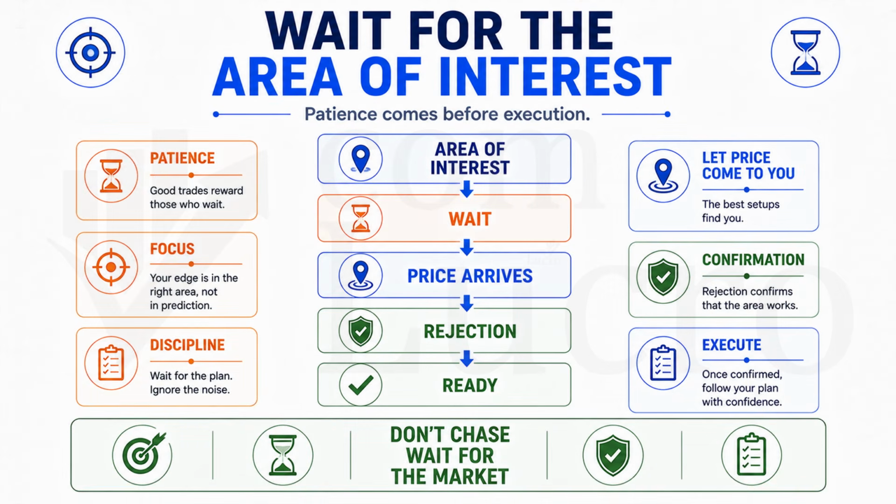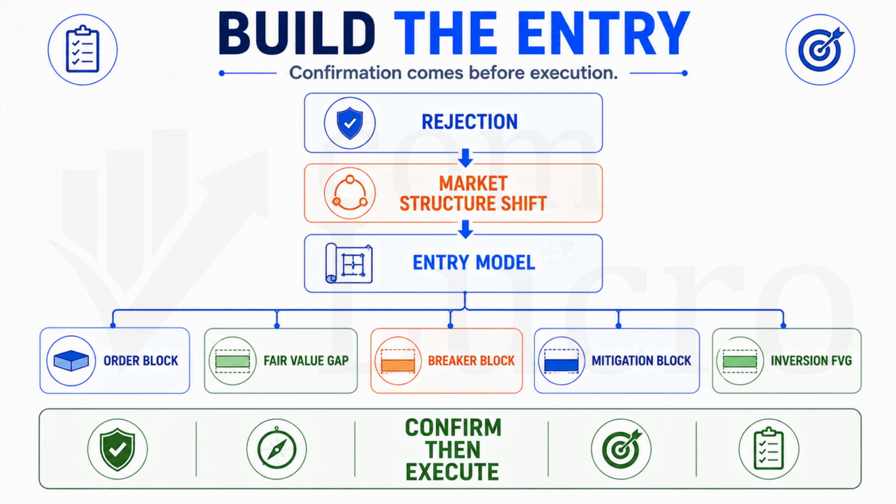Now, first things first. After moving into the entry time frame, we need to wait for price to tap into the area of interest identified on the analysis time frame and show signs of rejection. Once we see that rejection, the next step is to look for a market structure shift or a change of character. After the market structure shift is confirmed, the next step is to identify an entry model.